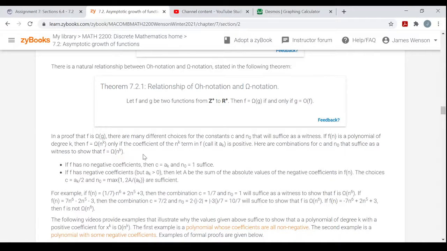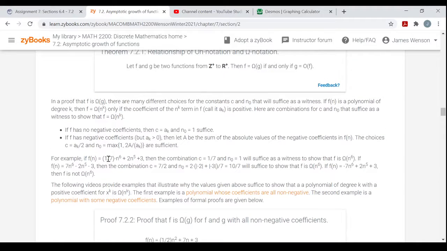All right, so like earlier, some nice suggestions here so you don't have to do too much thinking. You could always go and do some thinking, look at graphs and whatnot, play around with it, but I'd suggest just coming back to these. So if f has no negative coefficients, then you can have c be the lead coefficient and n0 be 1, and you can show that f is omega of n to the k. If f has negative coefficients, but again, the lead coefficient must be positive in order for it to be growing eventually bigger than some multiple of g, right?